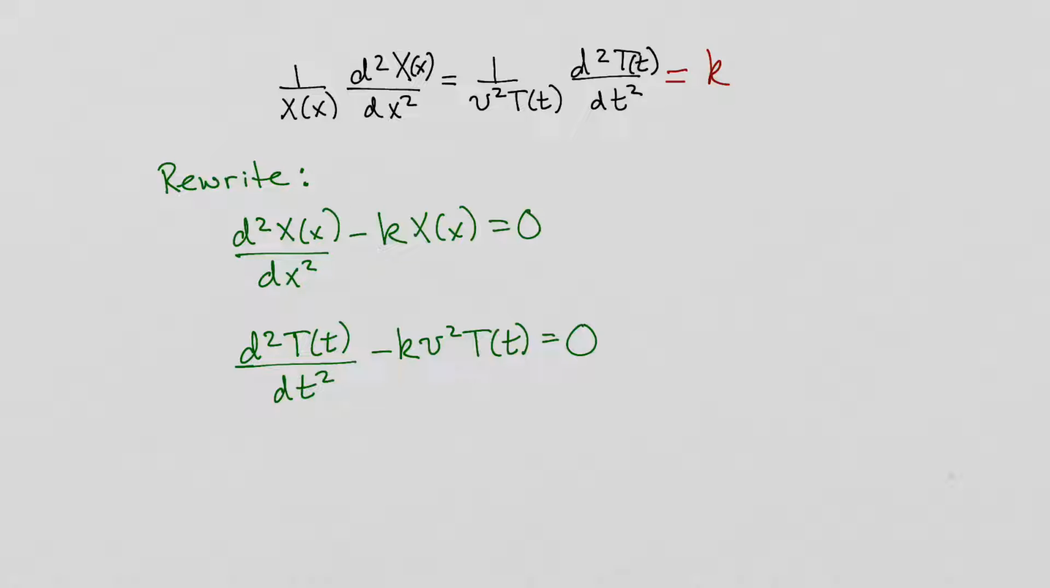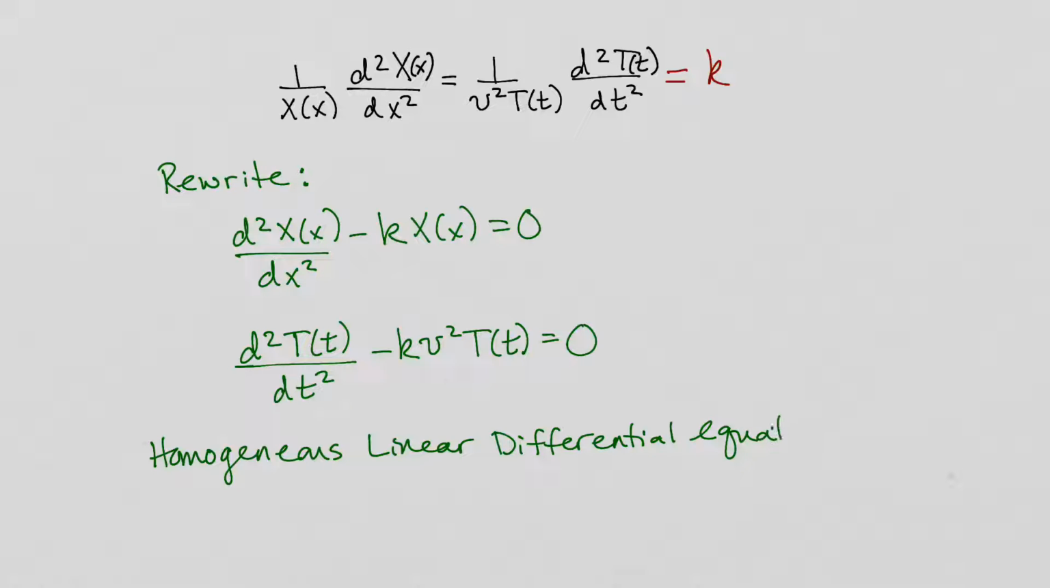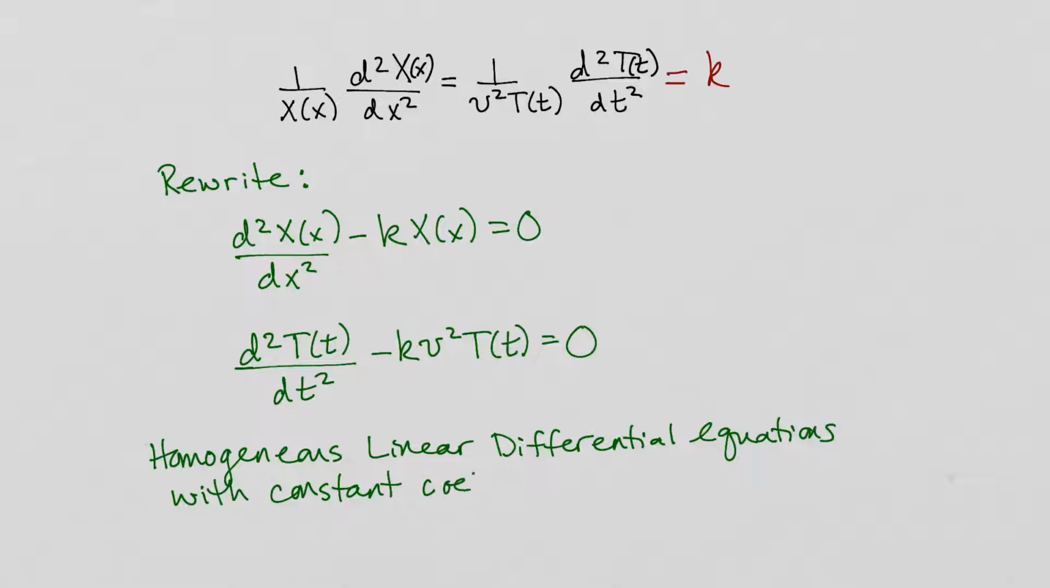Now, one additional thing we want to note with these two equations is these have a very specific form of equation. These are known as homogeneous linear differential equations with constant coefficients. Now, that's a mouthful, and I will abbreviate that as an HLDECC. Okay, homogeneous linear differential equation with constant coefficients. Okay, so HLDECC.